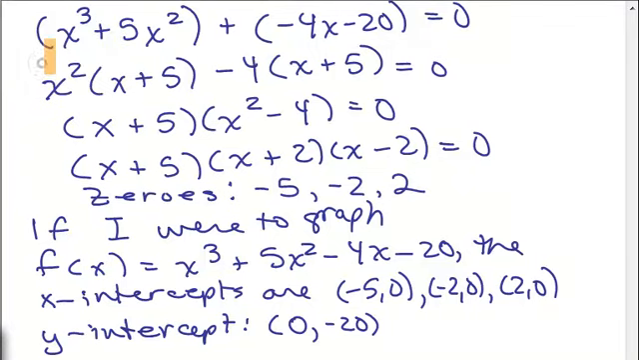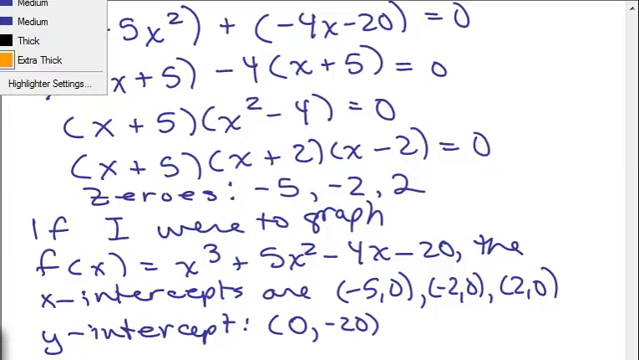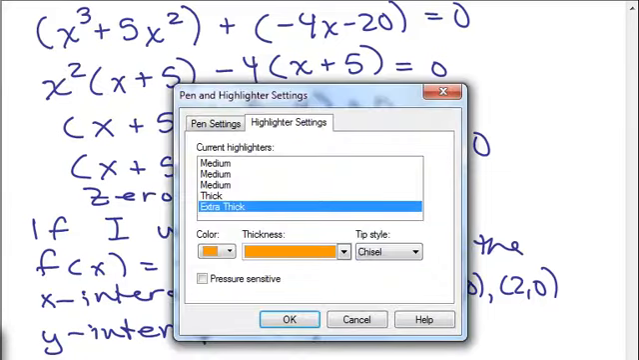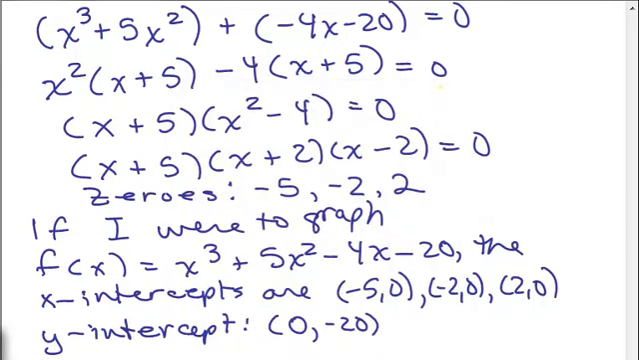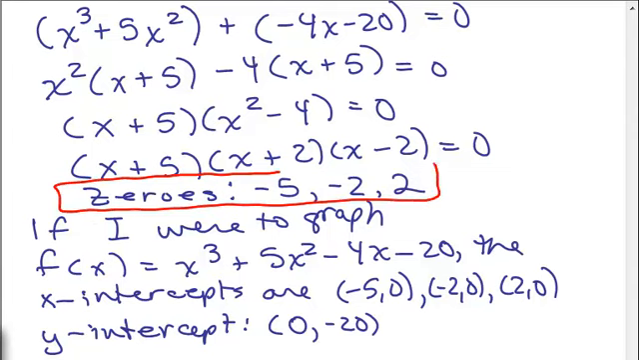Whoops, let me get this extra thick. Somehow I am not. Sorry. Okay. I'm having technical difficulties. Remember how to do this? Okay, here we go. There's our answer. We found our zeros at negative 5, negative 2, and 2.